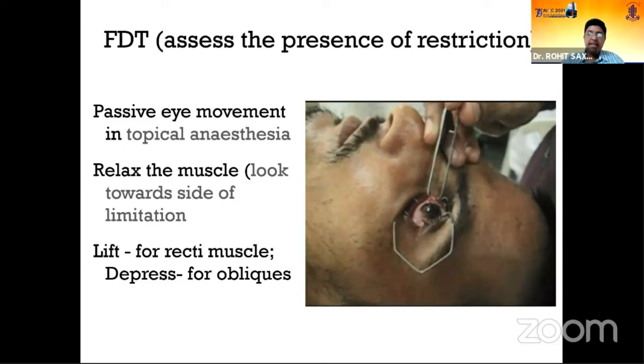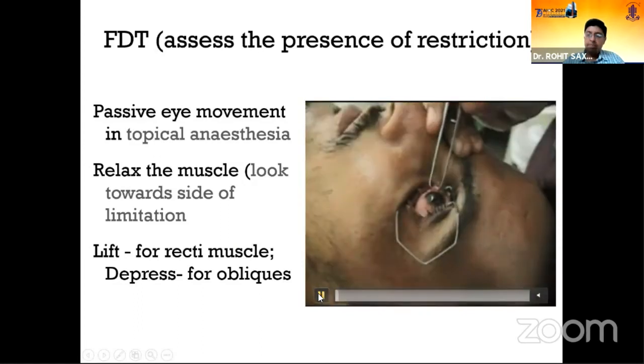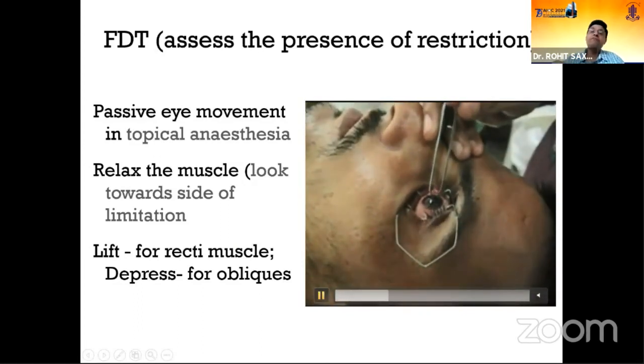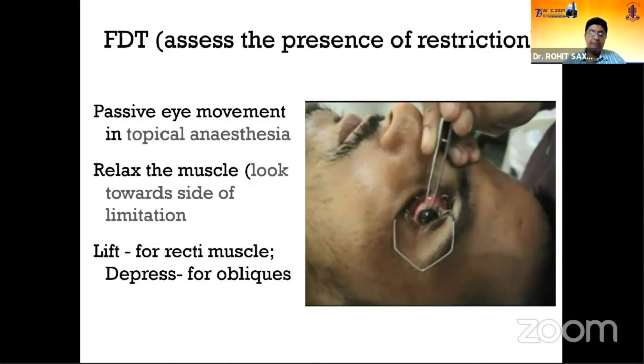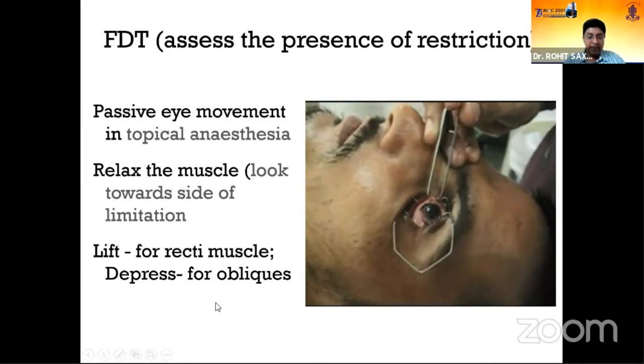Like in this case, the eye can be moved or rotated laterally, which was not possible when the patient was voluntarily asked to move. So in this forced duction, you can see it is free and there is no restriction of the medial rectus, and there is a paresis of the lateral rectus.